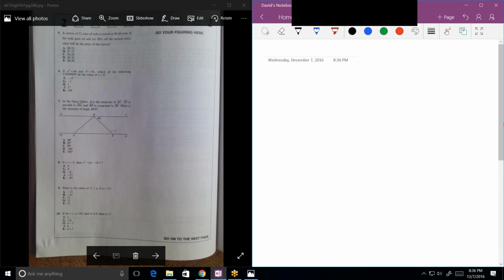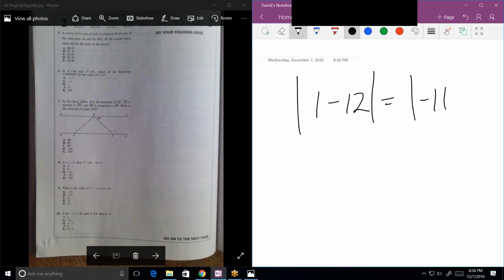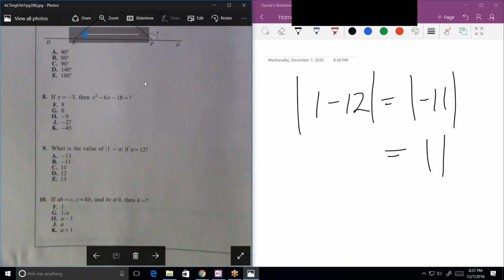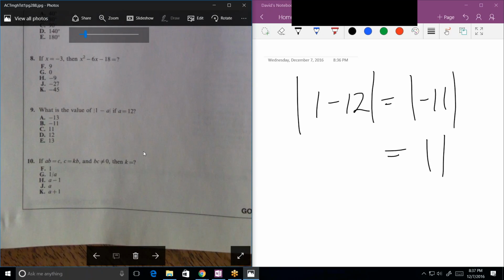In other words, when you have the absolute value of 1 minus 12, that's equal to the absolute value of minus 11, which equals 11. The positive result is always what absolute value means. And I can zoom in on this. How about 10?